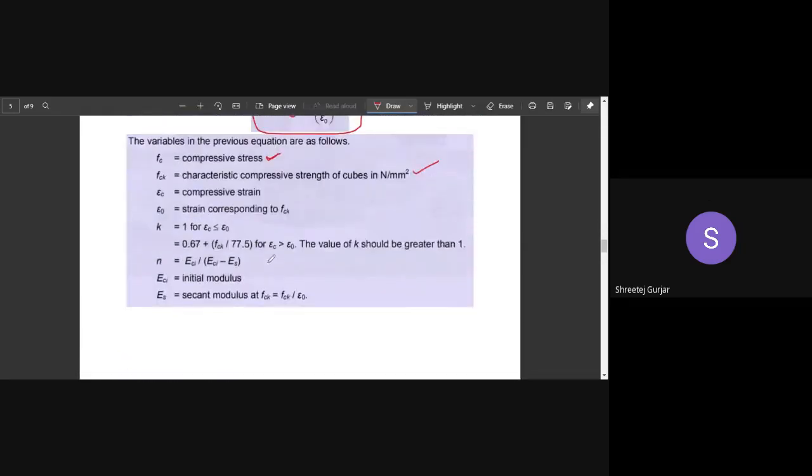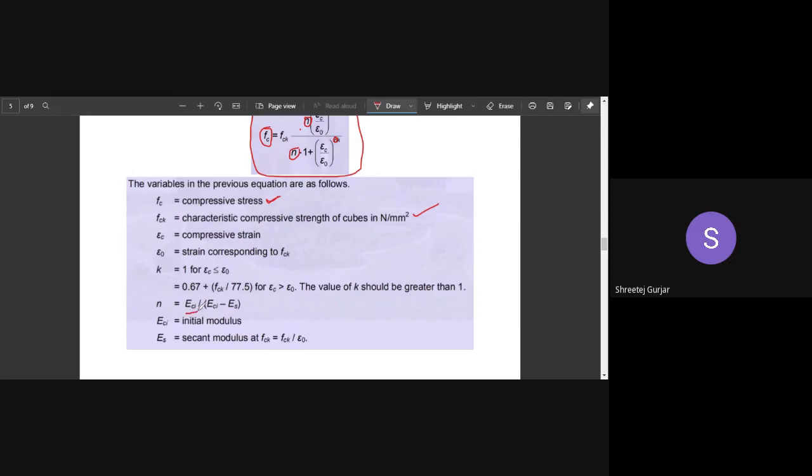Here you can see this is your initial modulus of elasticity. This is also initial modulus of elasticity. This is your secant modulus of elasticity. So you can see we are using two types of modulus of elasticity whenever we are dealing with high strength concrete. Okay, so coming to your next.